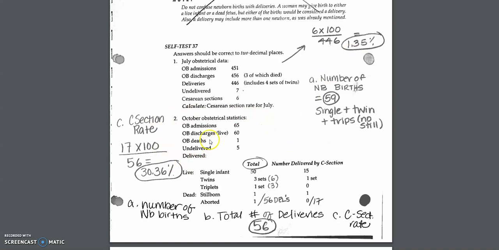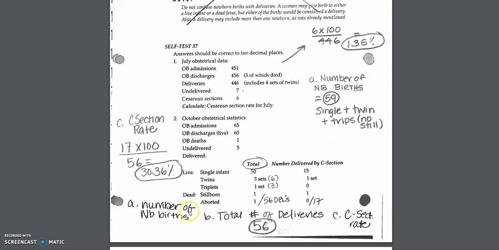Number two isn't as straightforward. So you've been given OB statistics for October. You've got admissions, live discharges, OB deaths, undelivered, and then your delivery information isn't nice and neat like it is up here. It's broken down for you. And live, dead, you've got a total column. You see I've circled that here, so I remind myself that's a total. Then you've got a breakdown of number delivered by C-section, and if we pop down here to C, we see that we're going to have to calculate that.